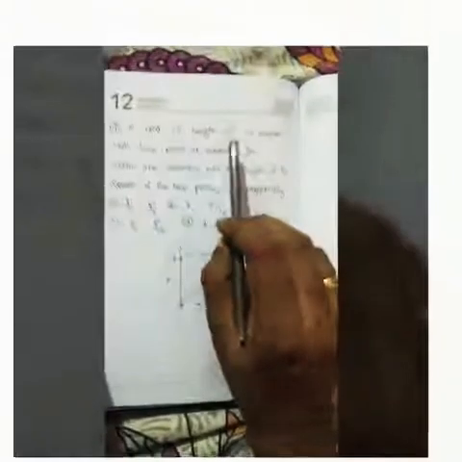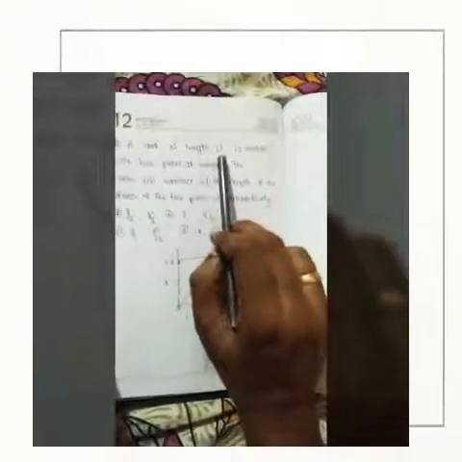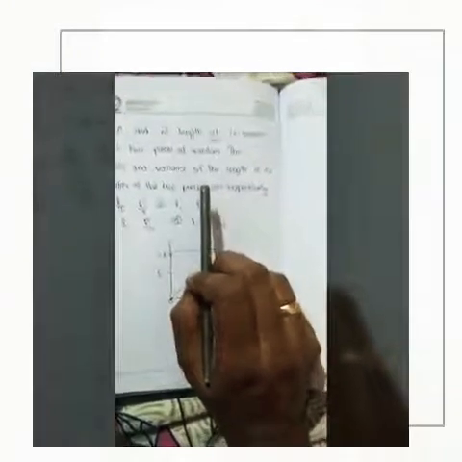The mean and variance of the length of the shorter of the two pieces are respectively: option A, L by 2 and L square by 3; option B, L square by 3; option C, L by 2 and L square by 12; option D, L square by 12. So in this problem it is given that a rod of length L is broken into two pieces at random and we have to find the mean and variance of the shorter of the two pieces.